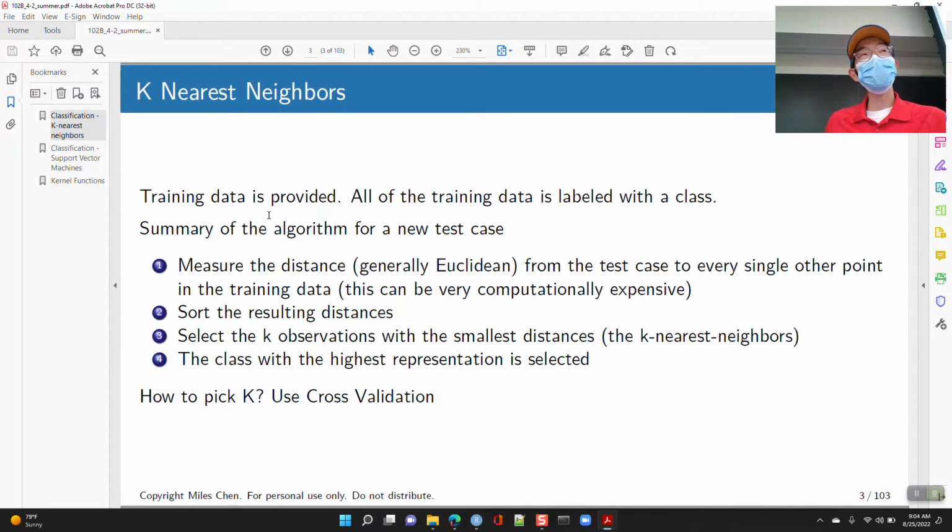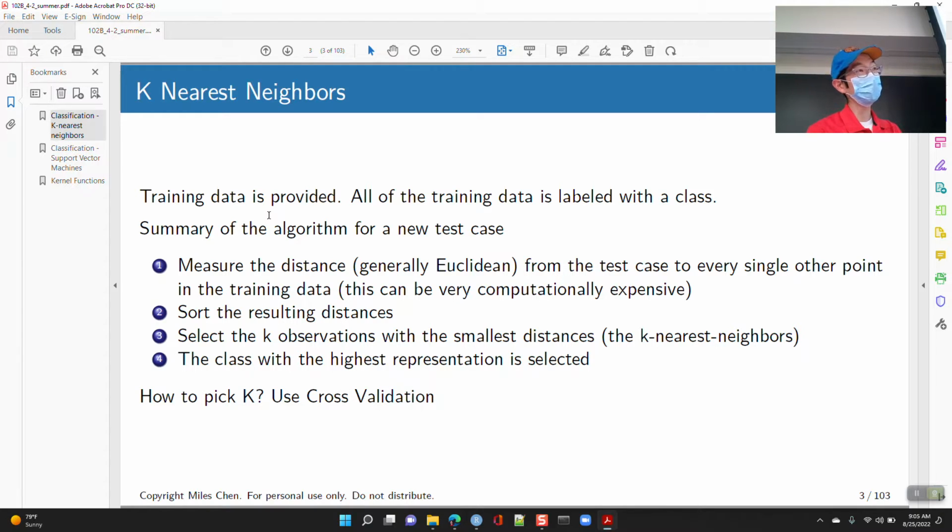Okay, so with the k nearest neighbors classifier, you have this training data, and the training data is labeled with classes. It's not a clustering algorithm. In clustering, the data comes in and they're not labeled. It's a classification algorithm. The data comes in and it is labeled. So we already know whether something belongs to class A, or class B, or class C, or something like that.